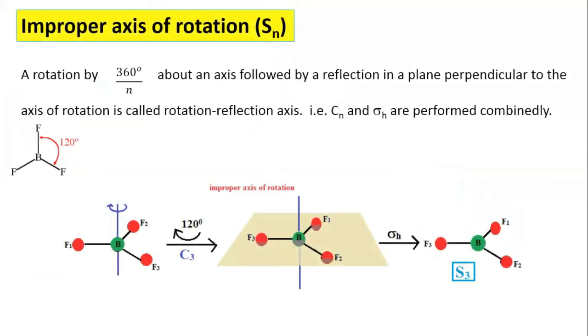And comes the improper axis of rotation. It is represented by Sn. S again is from the German word Spiegelung, and n is the n-fold axis of symmetry. A rotation by 360 degrees divided by n about an axis, followed by a reflection in a plane perpendicular to the axis of rotation, is called a rotation-reflection axis. Here we are going to perform two operations together, one followed by the other. So Cn, the rotation operation, followed by sigma h, the plane of symmetry, are performed combinedly.